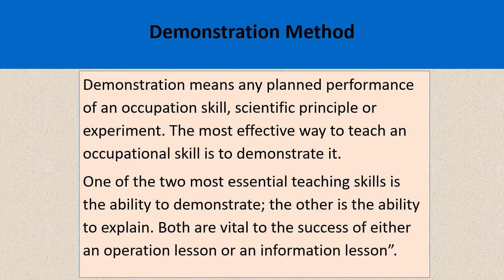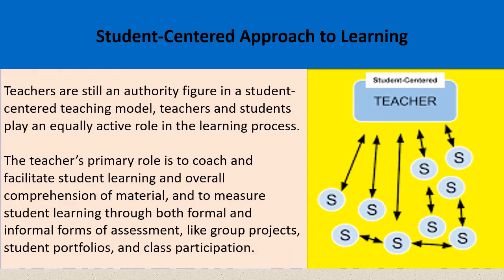So one of the two most essential skills is the ability to demonstrate what you are teaching. The second one is the ability to explain. So an instructor should be able to demonstrate that particular skill, and then you should be able to explain. If you can demonstrate but you cannot explain, then it is not balanced. The two of them must go together because the two of them are vital to the success of that particular lesson.